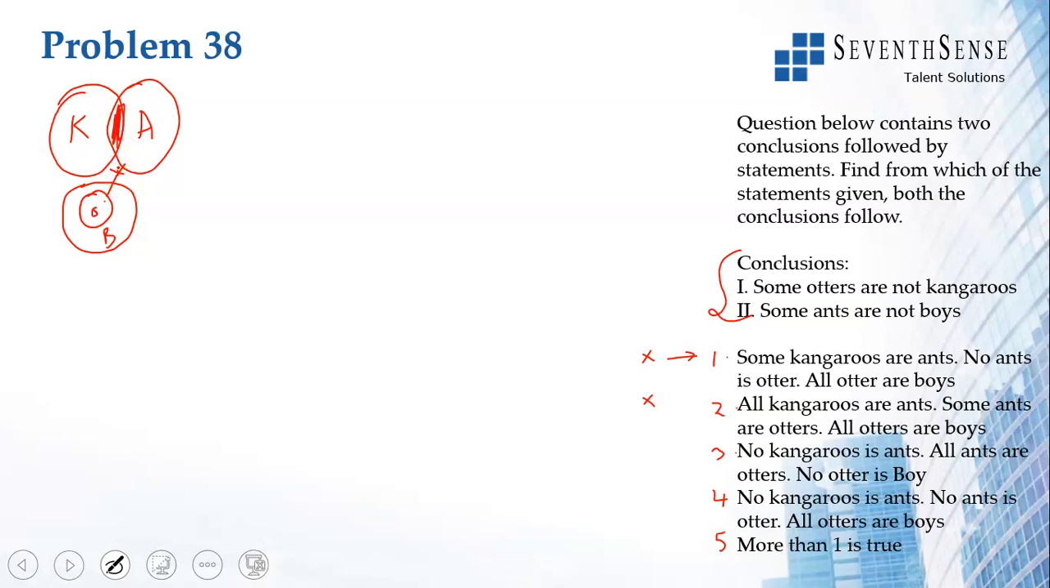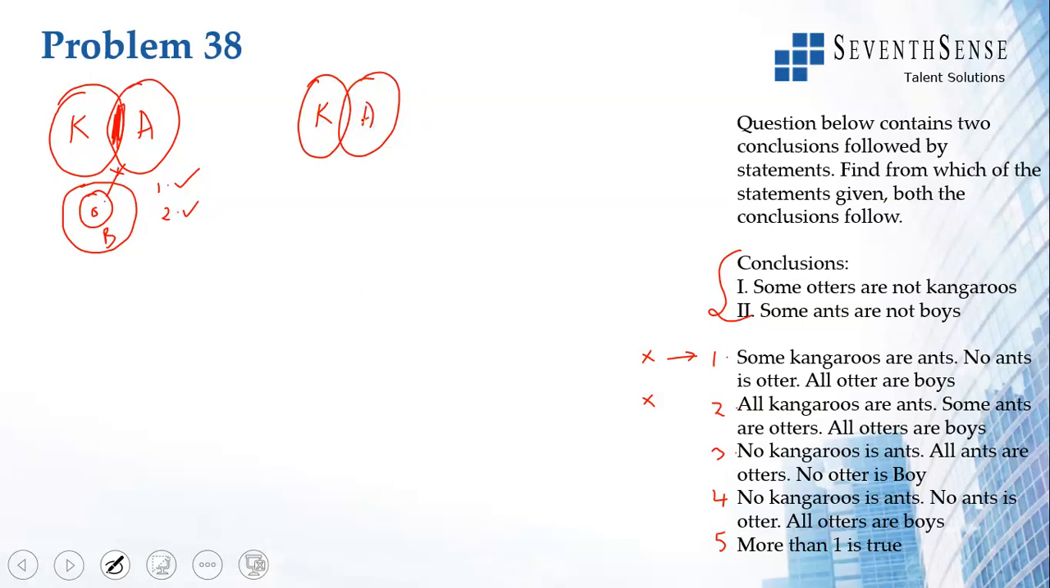Let us see if the conclusions are correct. Some otters are not kangaroos. So the first conclusion is correct through this statement. Some ants are not boys, which is possible. So in this diagram, where the basic diagram leads to the conclusions being correct, let us draw some alternate drawings. Some kangaroos are ants. I will draw it this way. So the same thing. In the basic diagram, both the conclusions are correct.